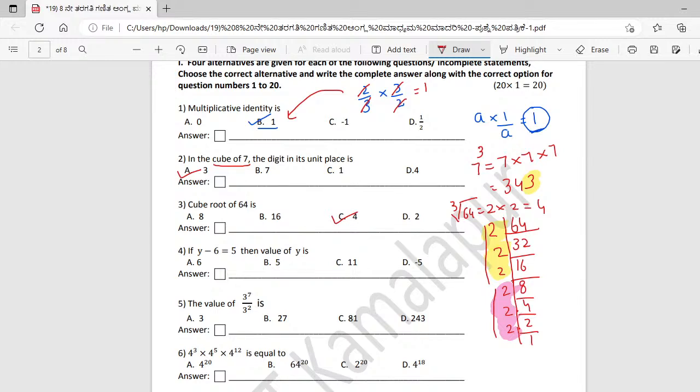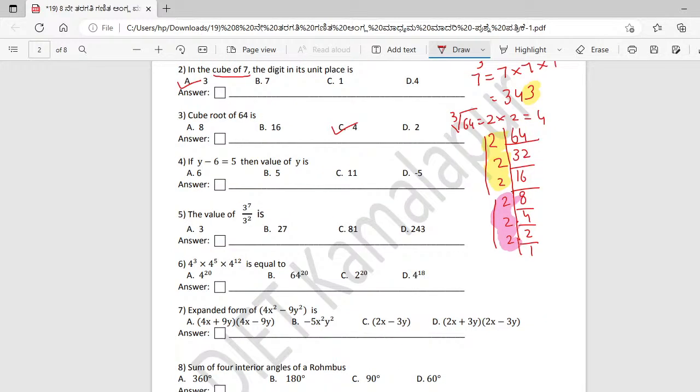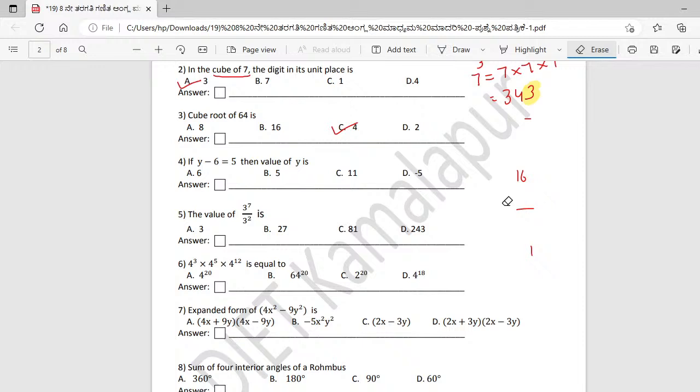Okay, let us go with our next one. If anybody is facing a problem, you can message in the comment section. Okay, so the fourth one is very simple. Let me erase this solved calculation part.